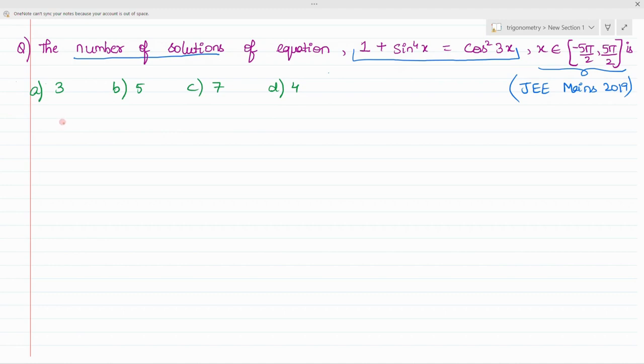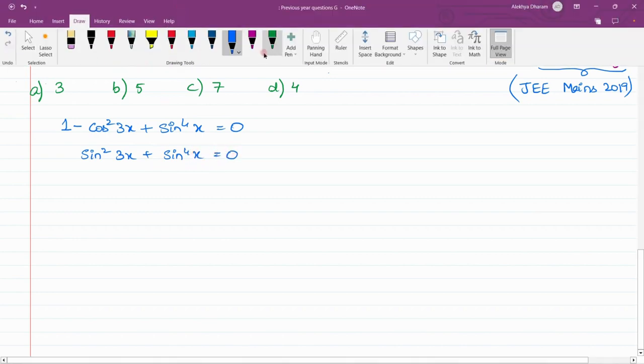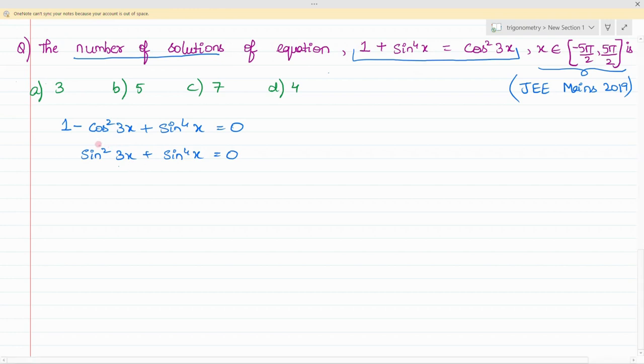Let's simplify it. We can write it as 1 minus cos square 3x plus sine power 4x equal to 0. I'm just transferring this cos to the LHS side. Now 1 minus cos square theta is nothing but sine square theta, right? Sine square 3x plus sine power 4x is equal to 0. And now, if you observe, it is a square number and it is also a square of a square. So this will be equal to 0 when this is equal to 0 and this is also equal to 0. When both terms are equal to 0, then only the RHS side will be 0.